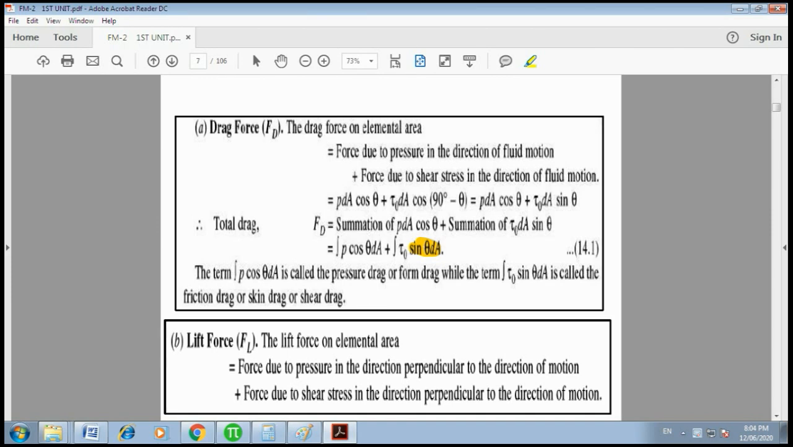Okay, now we'll see the second case, lift force. In the lift force, we consider force due to pressure in the direction perpendicular to the direction of motion. Perpendicular components means vertical components we are considering. We have two forces whose vertical components we are going to consider: force due to pressure perpendicular to the direction of motion and force due to shear stress perpendicular to the direction of motion.